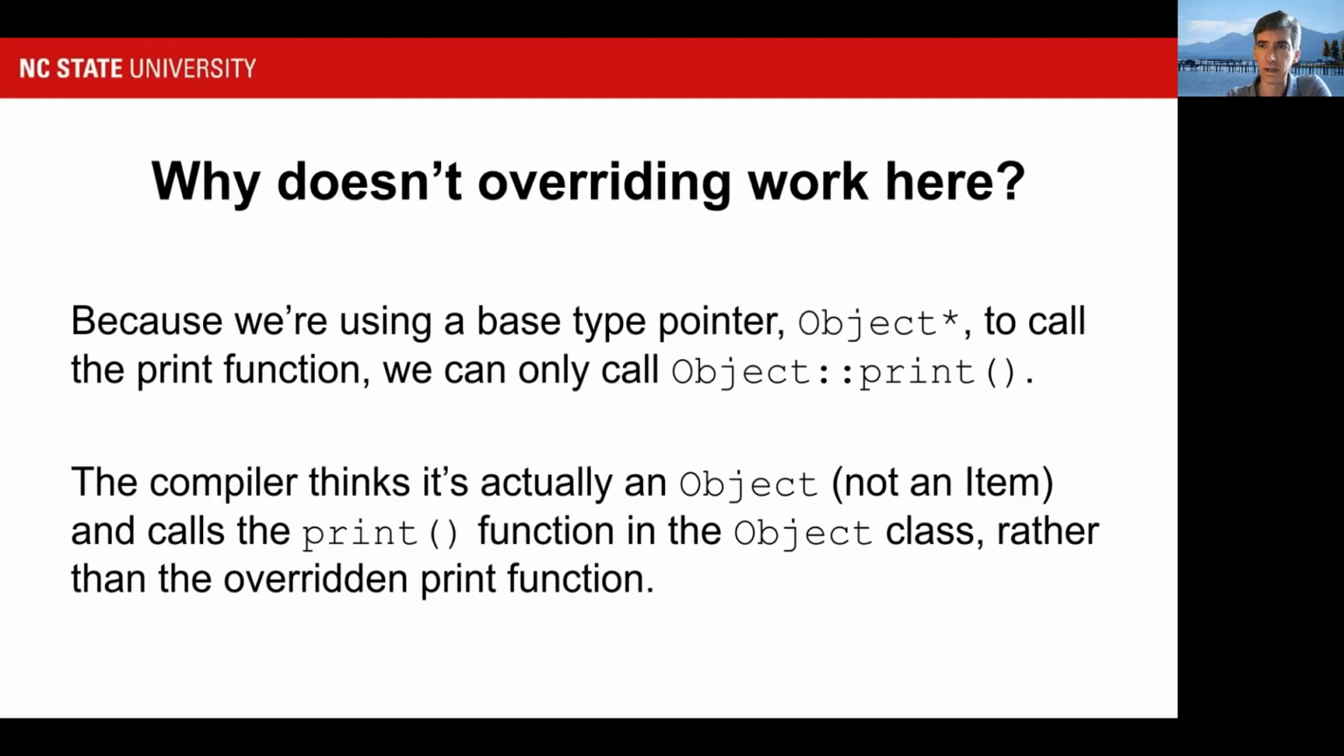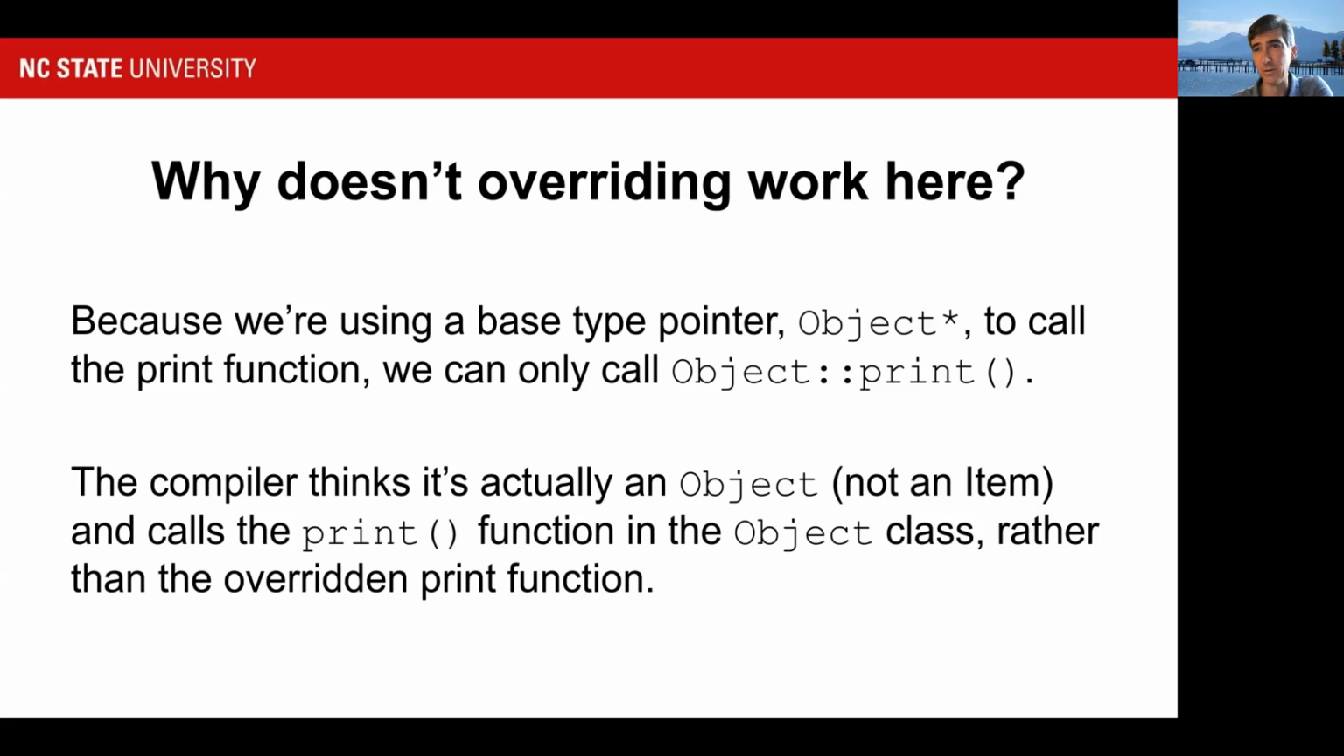And this is a subtle case of how inheritance works, but when I have a base type pointer, all I can see are the things that are in the base type object. I can't see the extra overridden functions in the derived type. And so all I can call with that base type pointer is the print function in the base type object, which will just print that dumb vanilla object string to the screen.